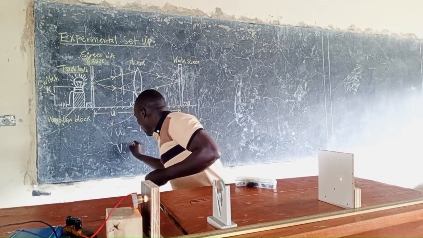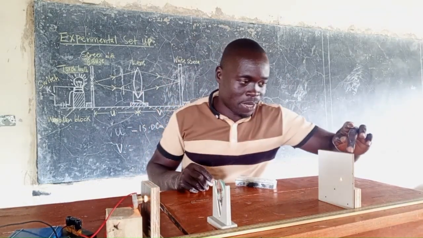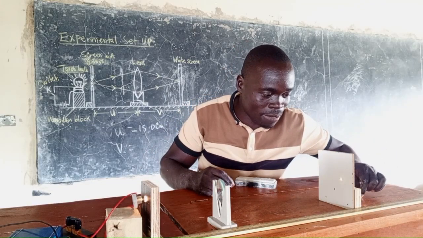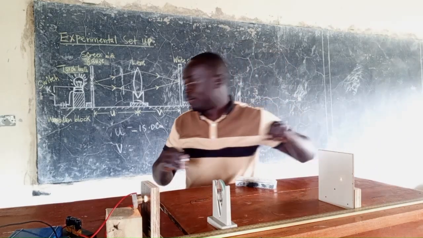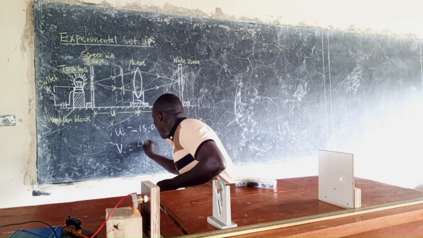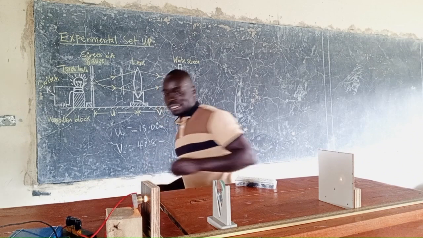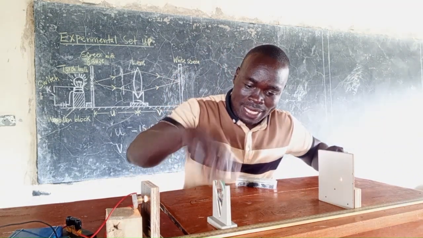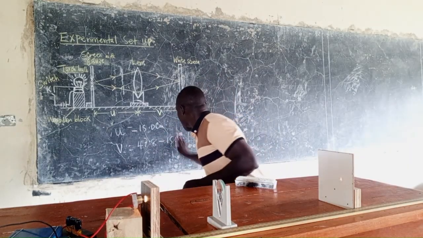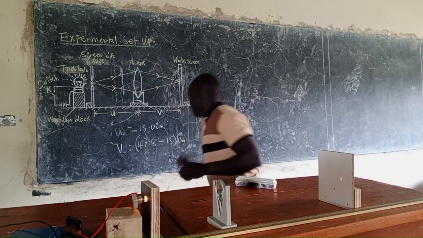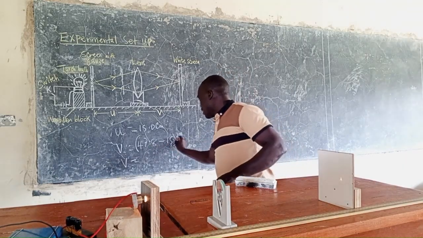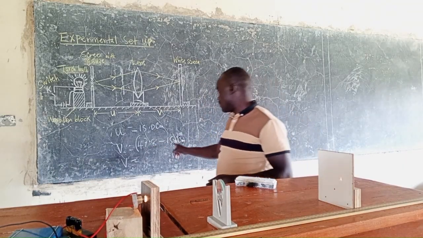Now, if we want to get the distance V, we read the position of the screen. Here, the position of the screen is at 47.8. So we shall have 47.8 minus where the lens is. Seeing the lens is at 15, we subtract 15 centimeters. The whole thing is in centimeters.